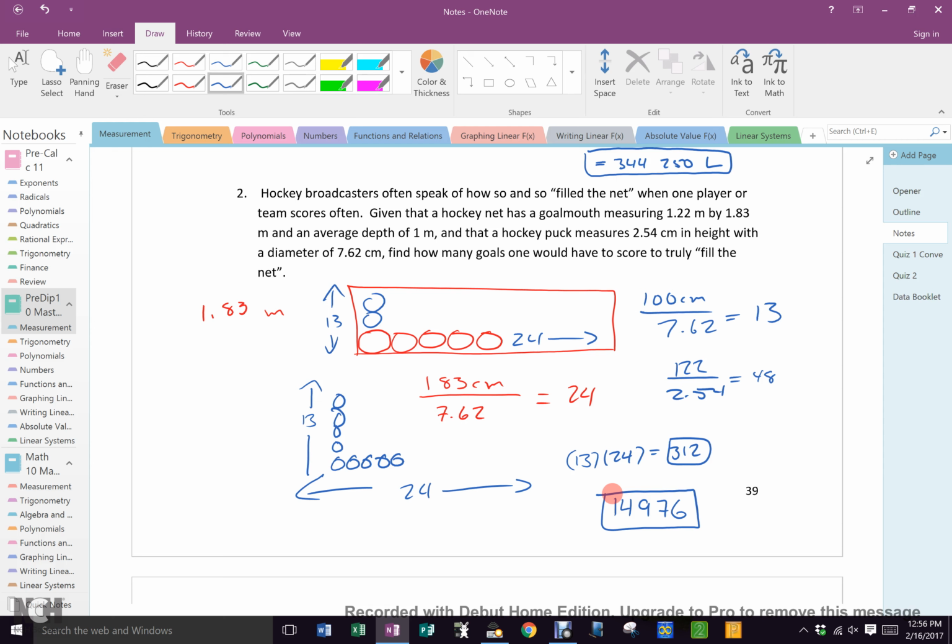Why did I give it to you? All of you knew that it had to do with volume, yes? Most of you. The reason I give this question is because it really illustrates that the volume of any prism is the base times the height. Right? Because I could put 312 pucks on the ground in the net, and then I can stack that 312, 48 high. Got it?